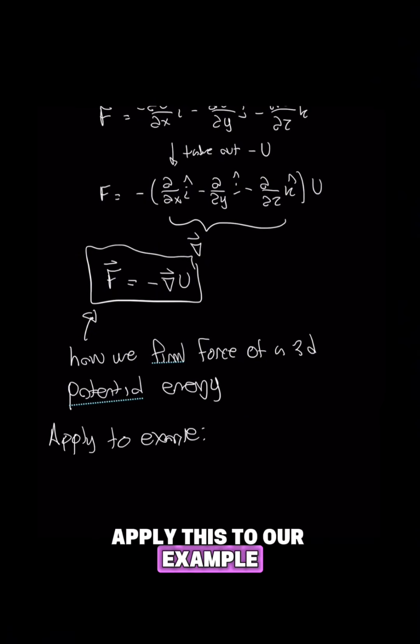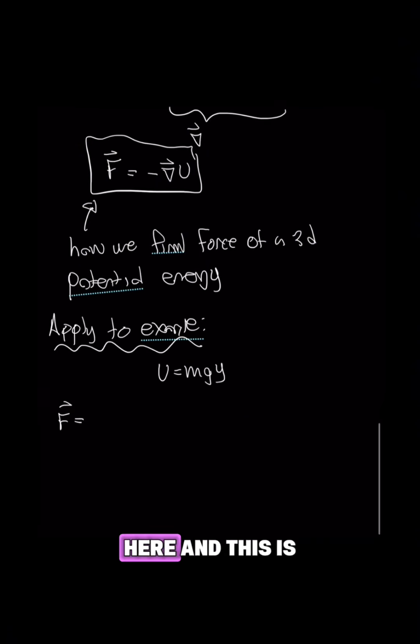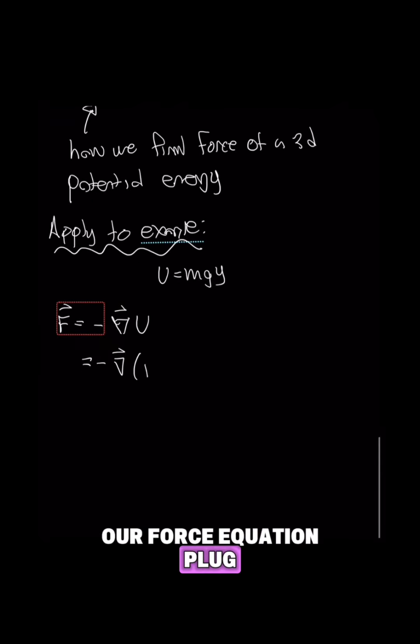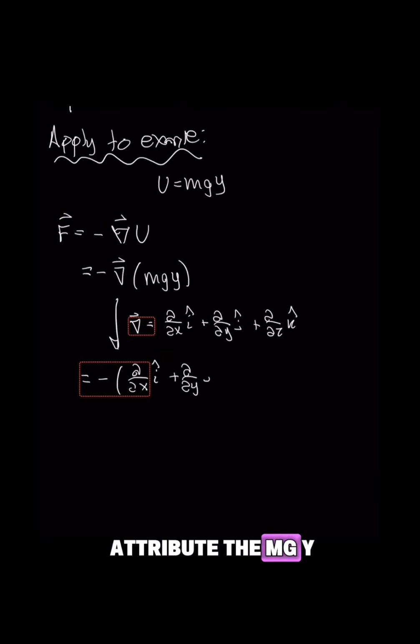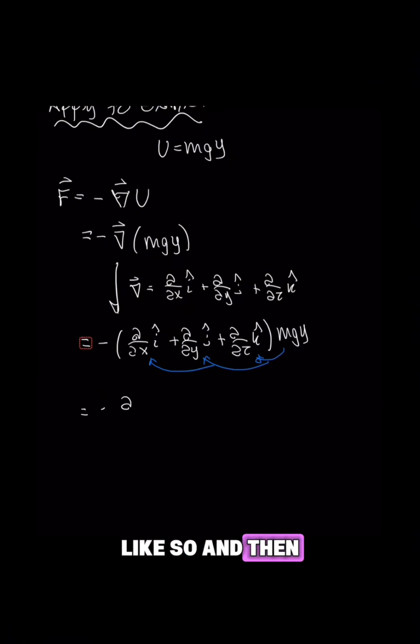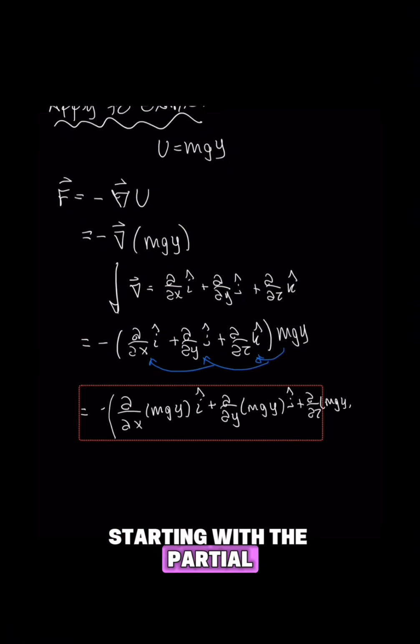Now let's apply it to our example. This is our potential energy function here, and this is our force equation. Plug in u equal to mgy. We can plug in our definition for the gradient, distribute the mgy into the bracket like so, and then we can evaluate each term starting with the partial derivative of x.